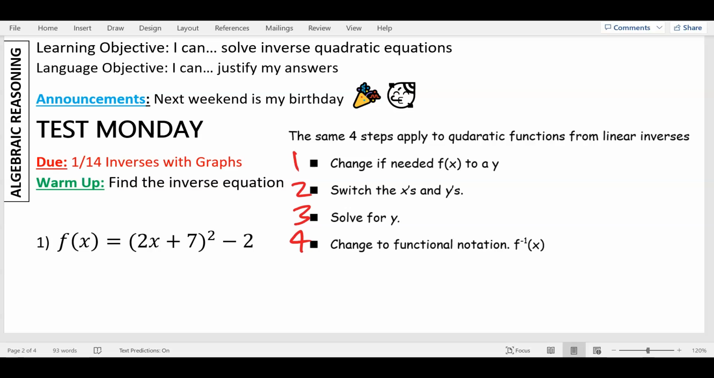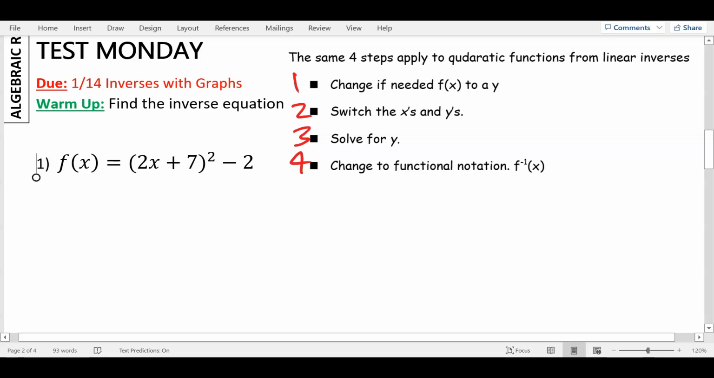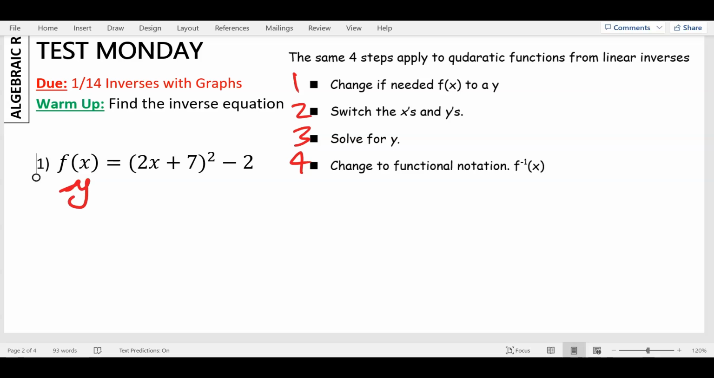First step. F of x turns into y. Right, so y equals 2x plus 7 squared. Is everyone writing this down? Okay. Now, number 2, what do I do with x and y? Switch them. X equals 2y plus 7 squared minus 2.